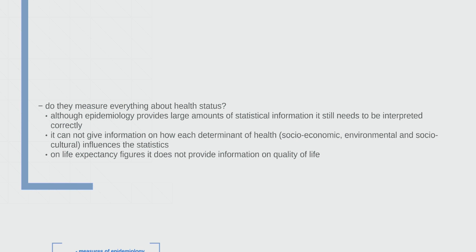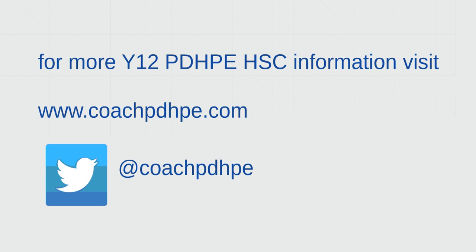Secondly, it cannot give information on how each determinant of health, the 3 R's, socioeconomic, environmental and sociocultural, influence the statistics. So it's not able to say, for example, what role socioeconomic determinant plays in the number of people with cardiovascular disease. And finally, on life expectancy figures, although the figure is going up, which is good news in terms of the health status of this nation, it does not provide information on whether the quality of life of individuals is improving. So that's dot point 1 of Key Idea 1, Core 1 covered.